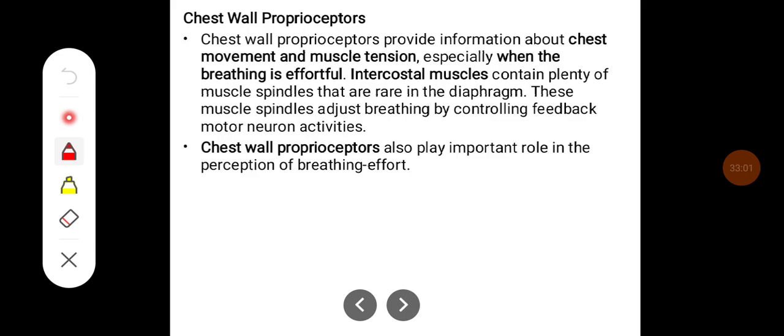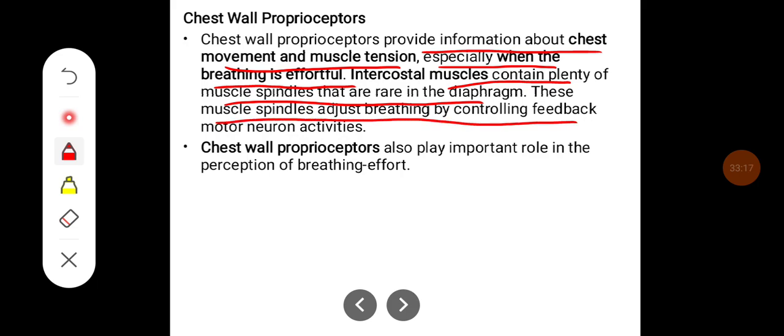Chest wall proprioceptors provide information about the chest movement and muscle tension, especially when the breathing is effortful. Intercostal muscles contain plenty of muscle spindles that are rare in the diaphragm. These muscle spindles adjust breathing by controlling feedback motor neuron activities. Chest wall proprioceptors also play an important role in the perception of breathing effort.